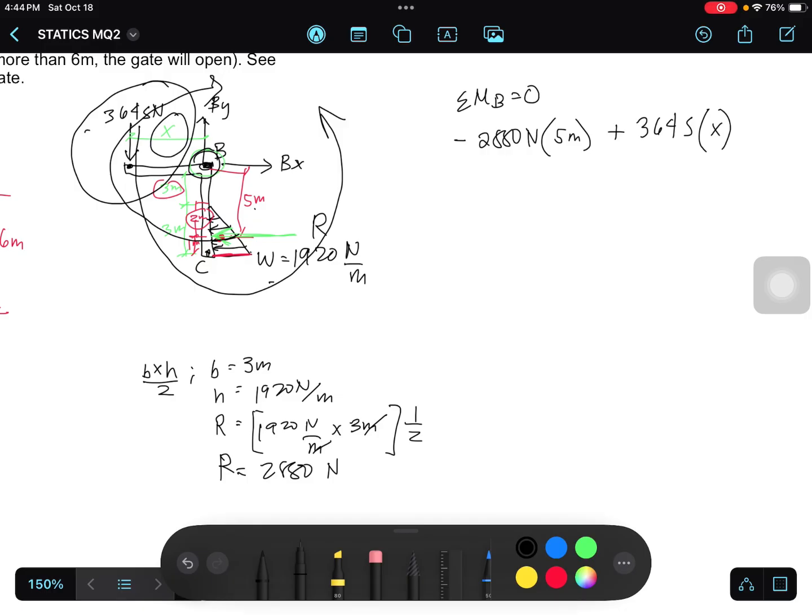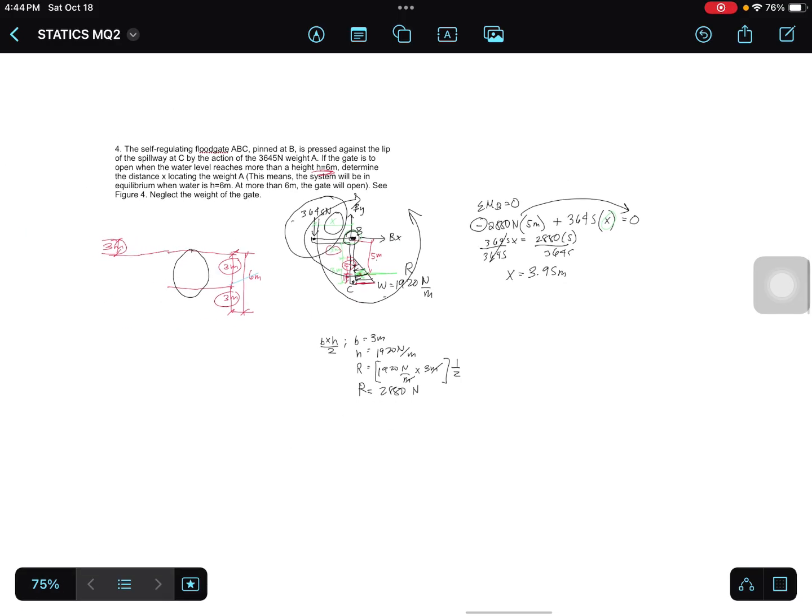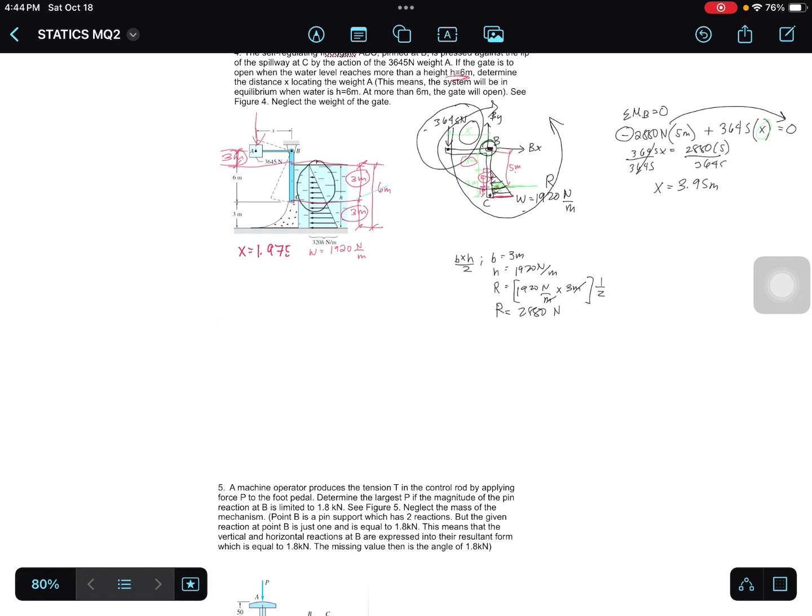May ibang force pa ba? Wala na. So, makikita nyo, X is the only missing. So, isolate natin siya. So, we can solve for it. So, lipat natin to sa kabila. 3645 X is equal to, magiging positive na to, 2880 times 5. So, divide mo to para isolated ang X. X is equal to 2880 times 5 divided by 3645. So, X natin is 3.95 meters. Is it the same? Ay. Wala tayong answer. What happened?